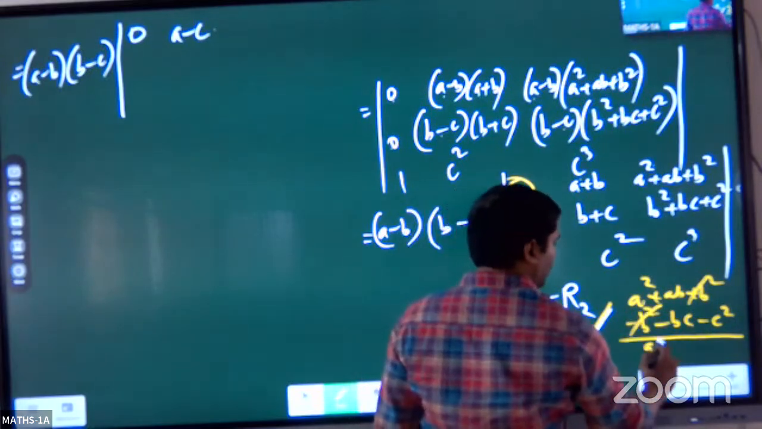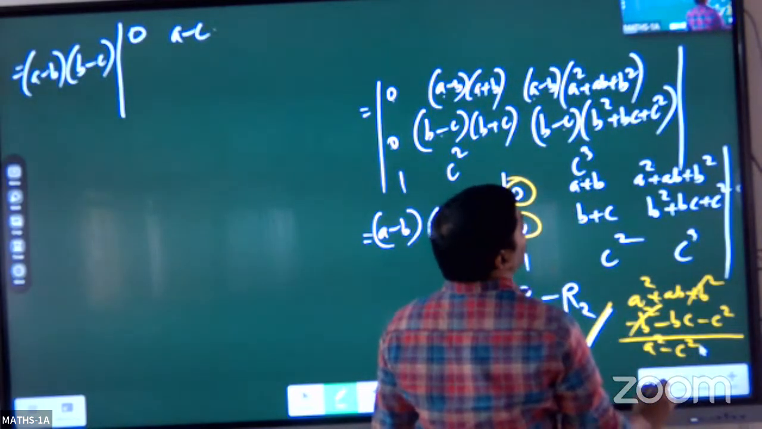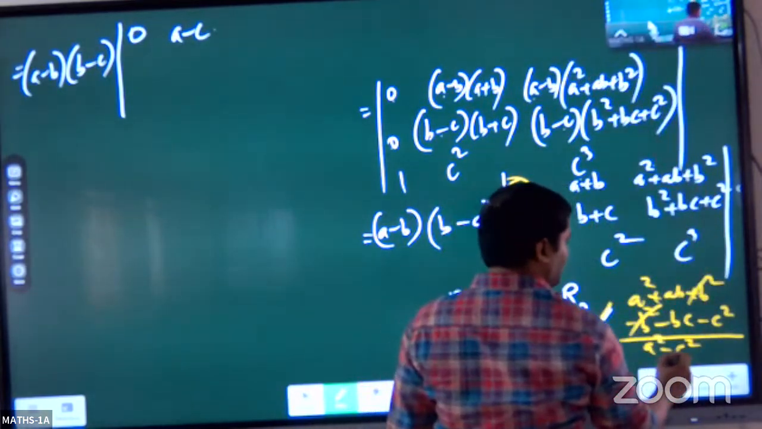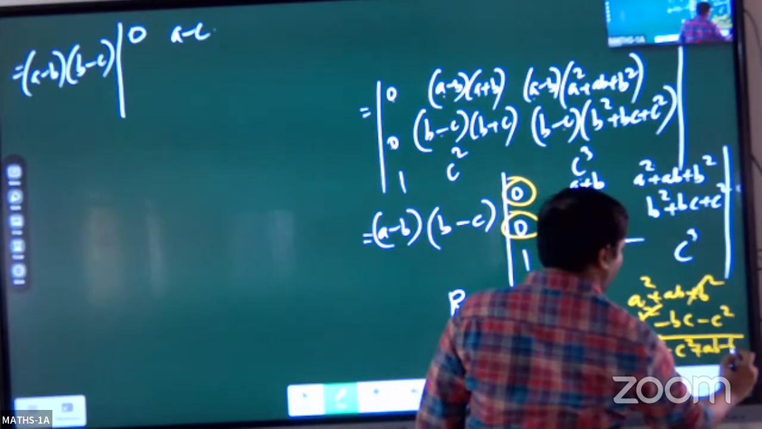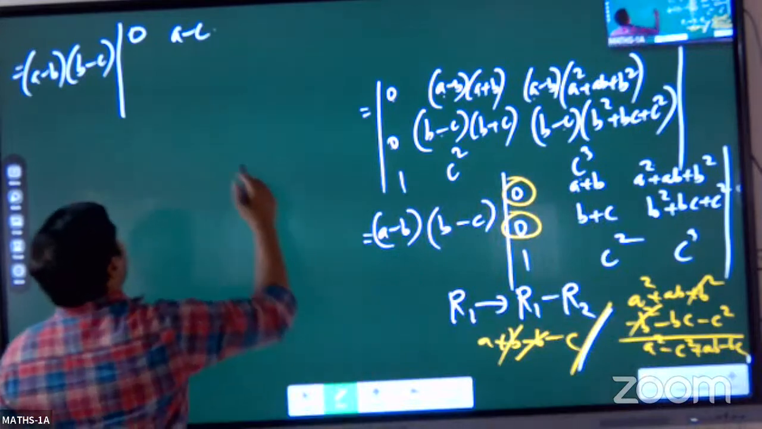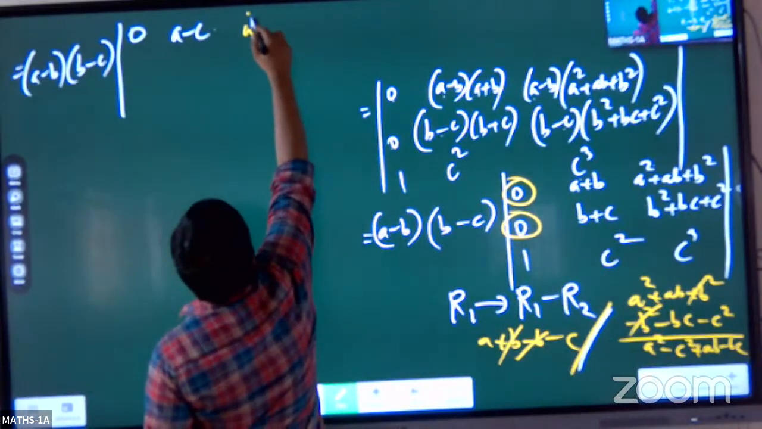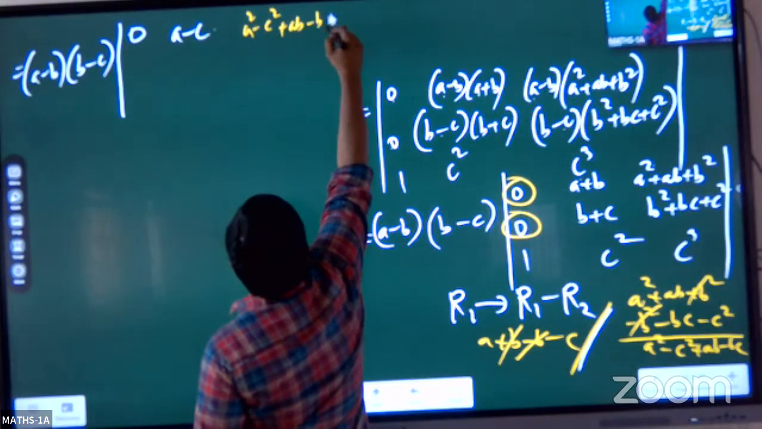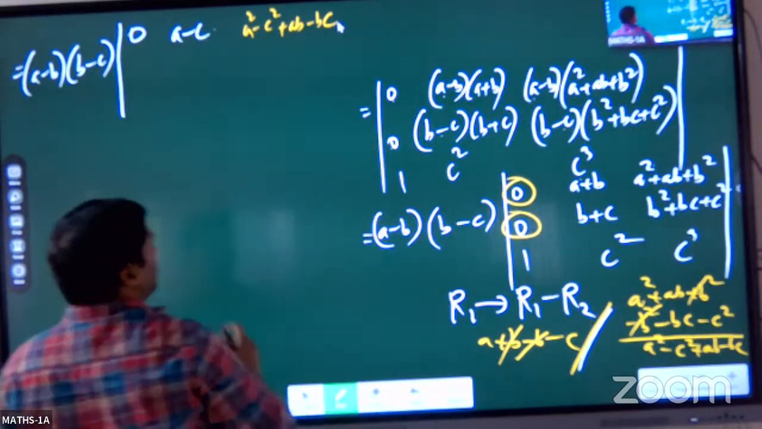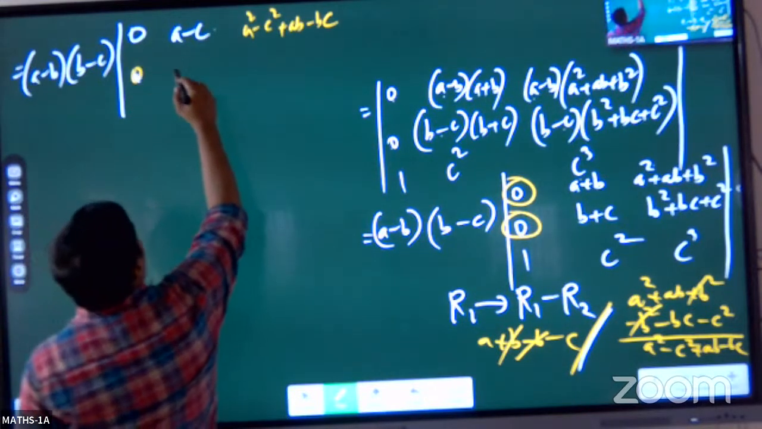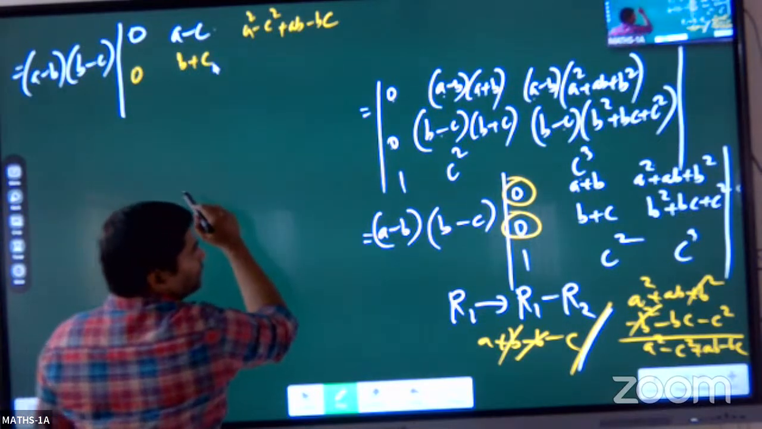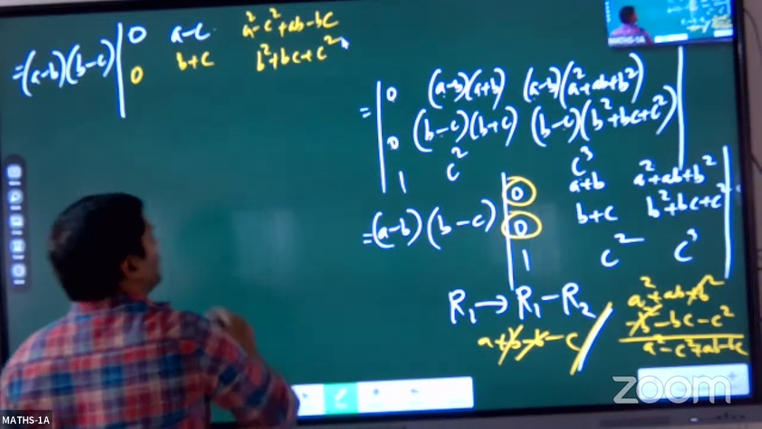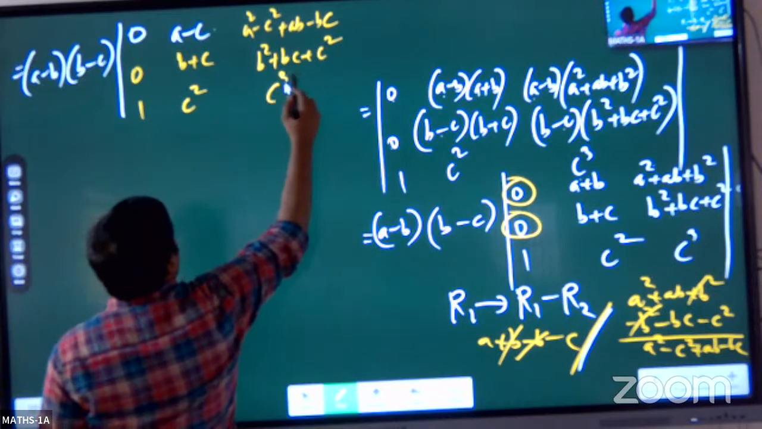Now b square gets cancelled. Now what are the left out? a square minus c square, correct? a square minus c square is your left out. Next, plus ab minus bc is left out. Okay? Write only. That one only I will write. So that is a square minus c square plus ab minus bc. Next, 0, b plus c, and this is b square plus bc plus c square, and this is 1 c square c cube.